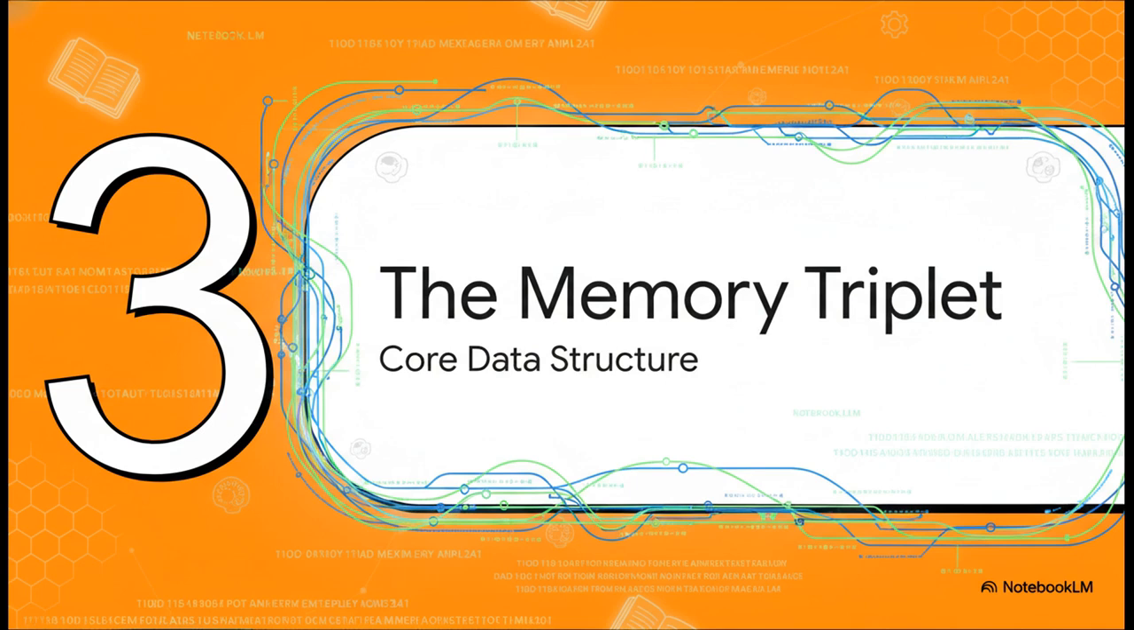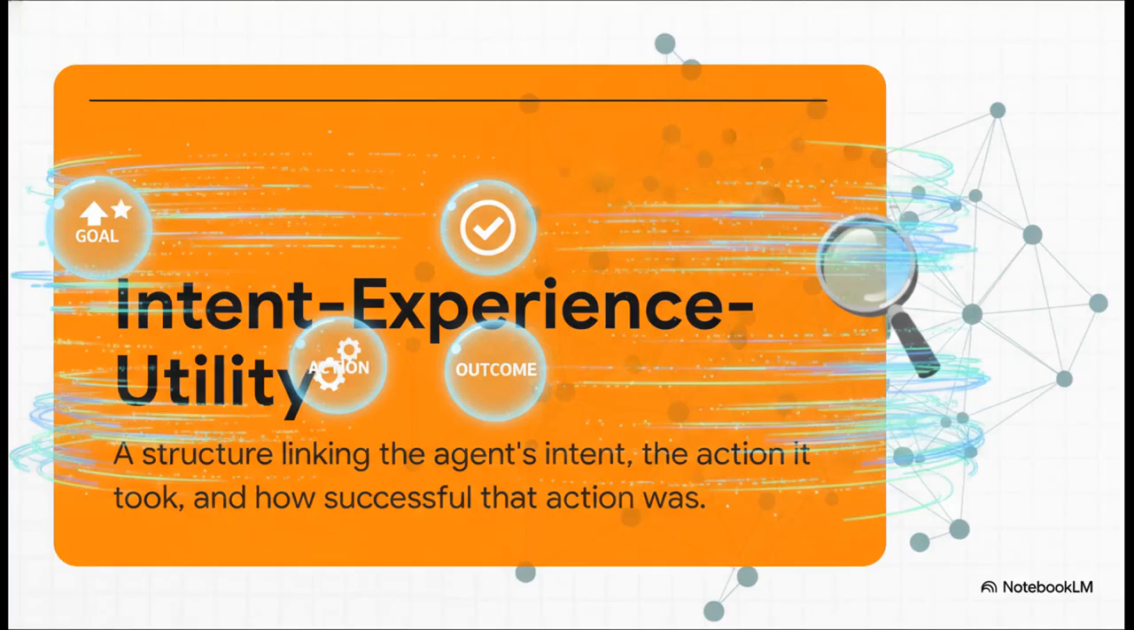Okay, let's get into the nitty-gritty. What does this notebook actually look like at the data structure level? How does it all work under the hood? So every memory, every experience is stored in this simple but powerful three-part structure. It's a triplet. You have the intent, what the agent was trying to do, you have the experience, what it actually did, and, this is the key part, you have utility, how well that action worked out. It's not just a memory of facts, it's a memory of cause and effect.